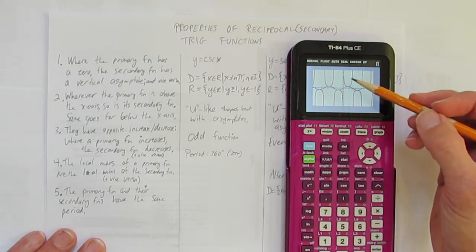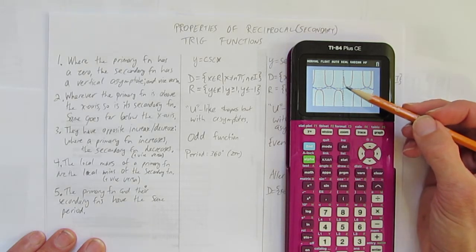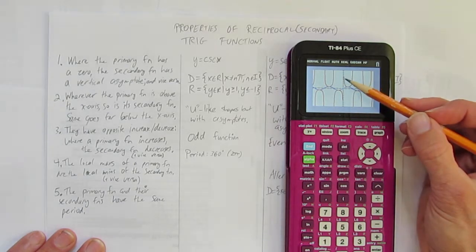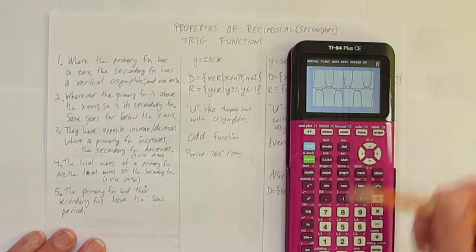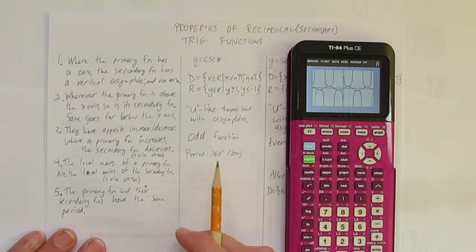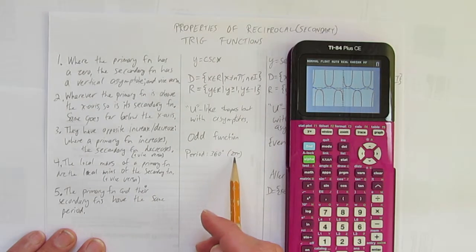Notice also cosecant is an odd function. That is, if you rotate this 180 degrees about the origin, you'd get the same thing back. And as I already mentioned, the period is 360 degrees, or 2 pi radians.